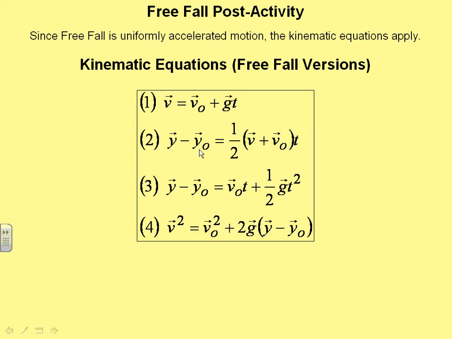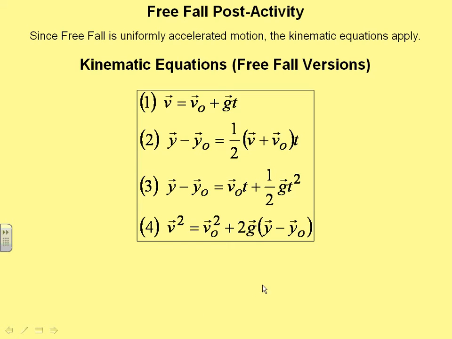Notice here that instead of x's, we used y's. Why y's? Because free fall is vertical. So these stand for final minus initial vertical position, or you could write it as delta y, the vertical displacement, the change in the vertical position.